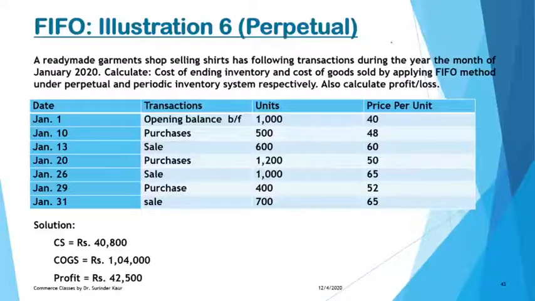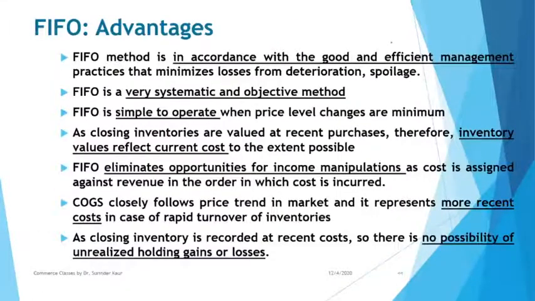Now this is one more question for practicing. You can solve this question under periodic as well as perpetual system to see whether you have understood this or not. I have given you answers also. Closing stock, cost of goods sold, and profit is given. So just follow the method and see whether you are able to get it. In case of any doubts, you can reach to me through the comment section also, and I'll try to explain or clarify your doubts. Okay, now some theory.